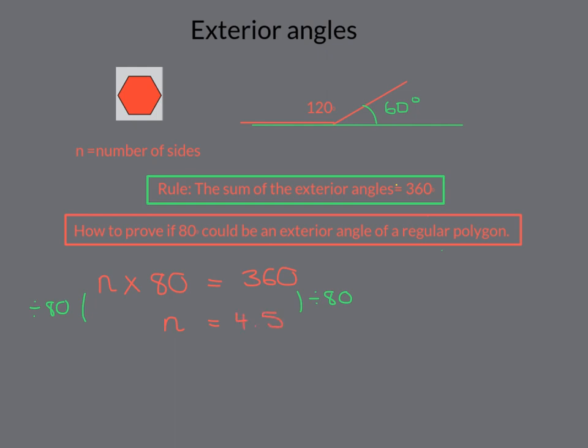which comes out as 4.5. Because it is a decimal, that means it cannot be a regular polygon. So any polygon that's got an exterior angle of 80 can't be a regular polygon. If n is equal to a positive whole integer, a whole number, then you've got a polygon that can have that exterior angle. If n comes out as a decimal, that proves it can't be a regular polygon.